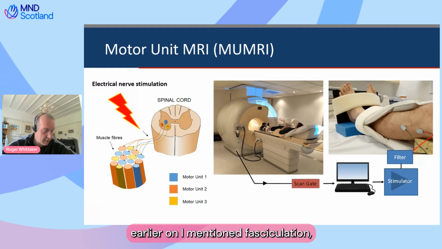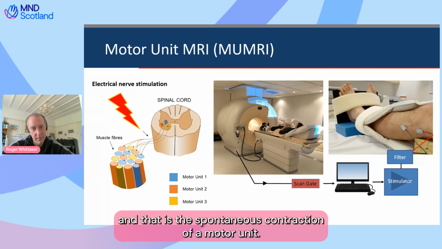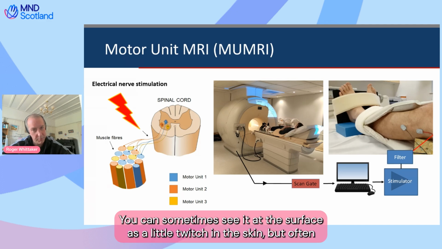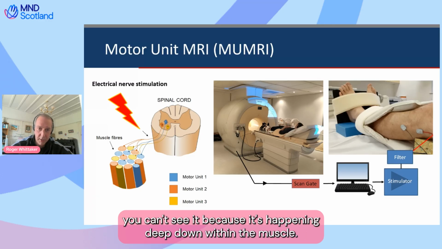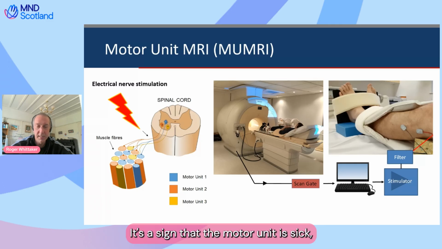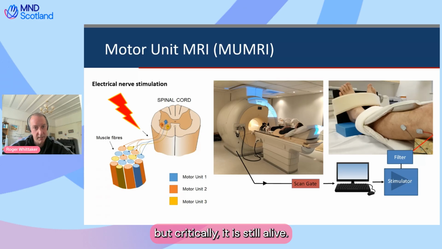Now, you remember earlier on I mentioned fasciculation, and that is the spontaneous contraction of a motor unit. You can sometimes see it at the surface as a little twitch in the skin, but often you can't see it because it's happening deep down within the muscle. It's a sign that the motor unit is sick, but critically, it is still alive.